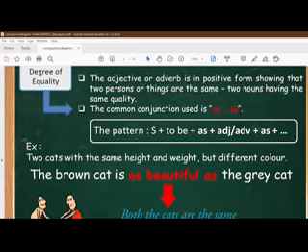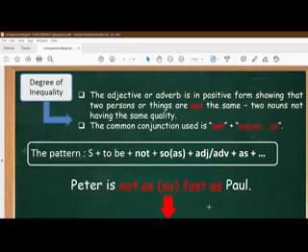Here another part is that the adjective is in positive form, showing that the two persons or things are not the same, two nouns not having the same quantity. The common conjunctions used are "not so" or "not as". Once you are writing "not" before "so", it is better to make the first one "so" and the next one "as", though you can keep it either way, no problem.